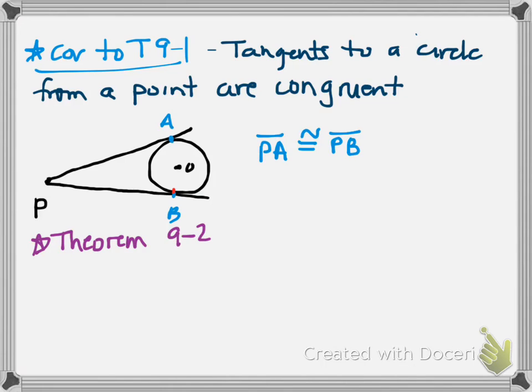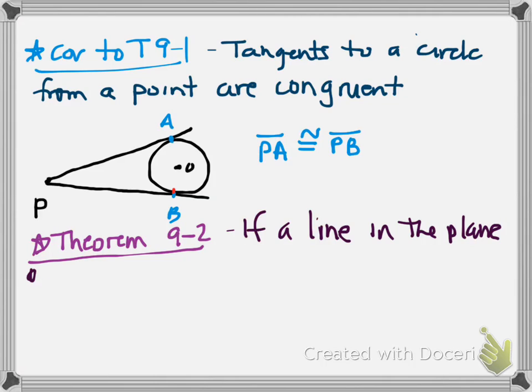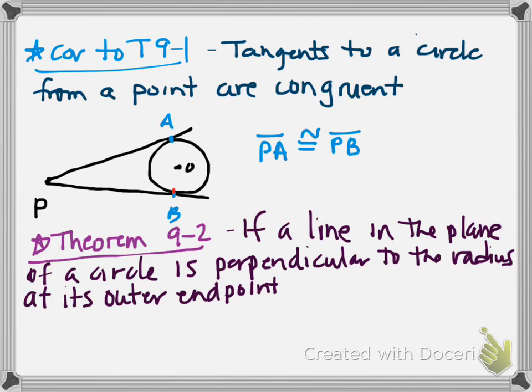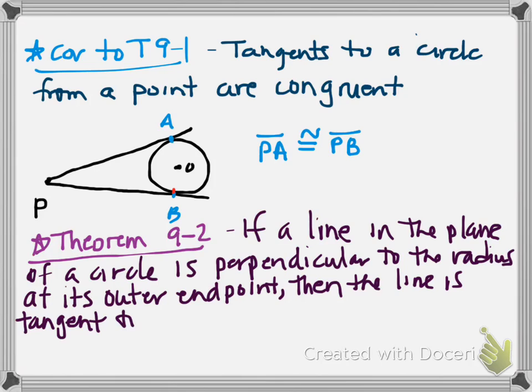And it's theorem 9-2. And it says, if a line in the plane of a circle is perpendicular to the radius at its outer endpoint, then the line is tangent to the circle.